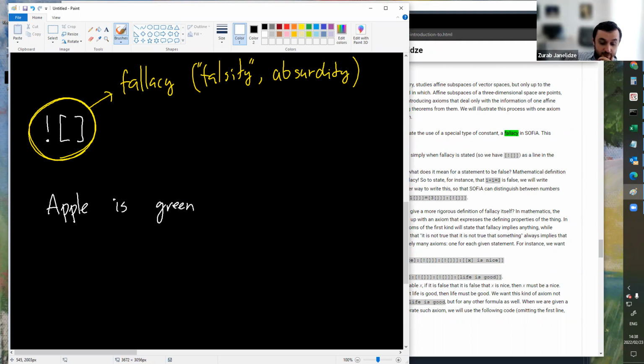So if I want to now not just wonder about apple being green, but just claim apple is green, then I'm going to turn it into a statement. So we already have a tool for making a claim that something is true. What about claiming that something is false?